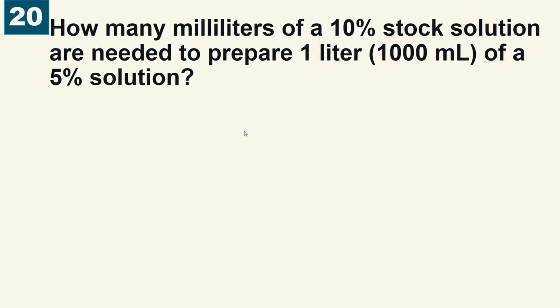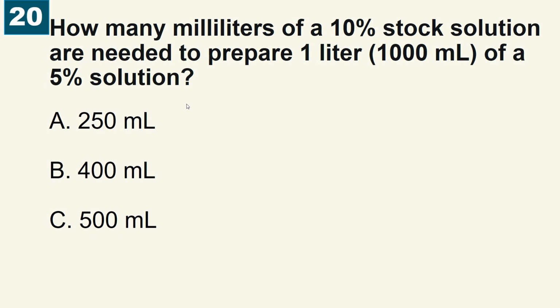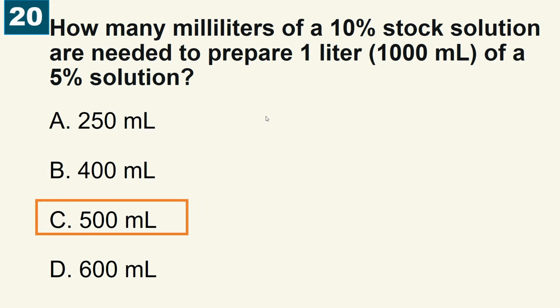How many milliliters of 10% stock solution are needed to prepare 1 liter of 5% solution? A, 250 mL; B, 400 mL; C, 500 mL; D, 600 mL. So let's solve this one. The answer is C, 500 mL.